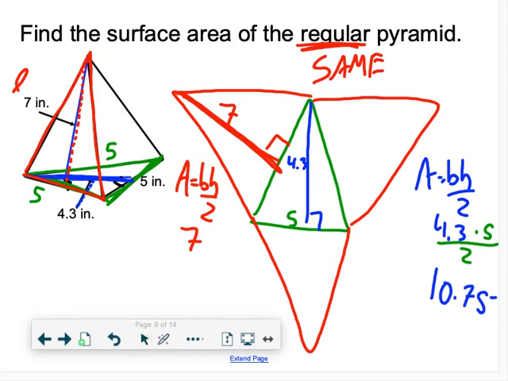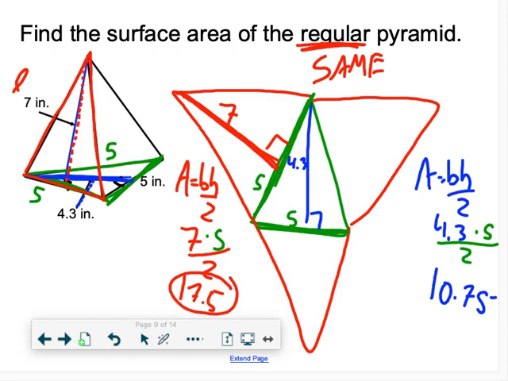But here's the hard part, this green line. That green line is the same as this green line down here. This is 5. So now we're going to take 7 times 5 and divide that by 2. 35 divided by 2 gives you 17 and a half. Every red triangle is 17 and a half.